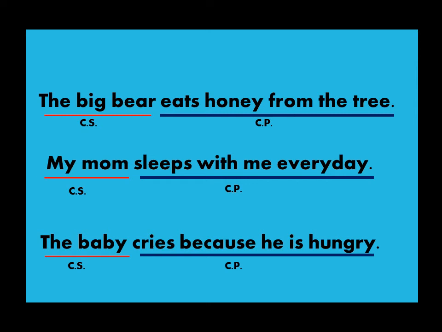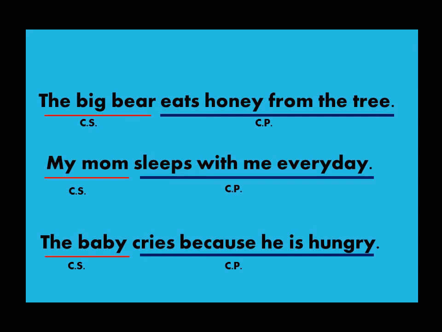So I already have my complete subject in red. Now, let's go back. Who can tell me what question I use to find out my complete predicate? Exactly. What is my subject doing? So if I ask you guys, what is the big bear doing? What are you going to answer? Eats honey from the trees. Very good. The big bear does what? Eats honey from the trees. So eats honey from the tree is my complete predicate. That's why I underline it in blue.